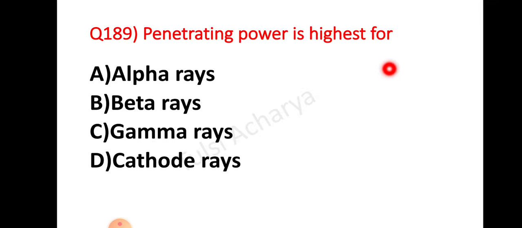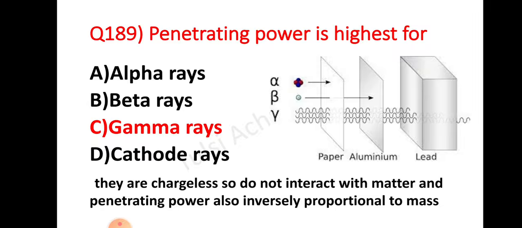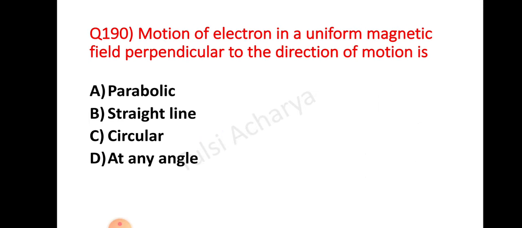Penetrating power is highest for, we know that penetrating power is inversely proportional to mass, and penetrating power depends on charge as well. If charge is neutral, then it does not interact with any other material and it moves directly. So penetrating power is highest for gamma rays and lowest for alpha rays, because alpha rays are the heaviest among these. Now let's move to question number 190.